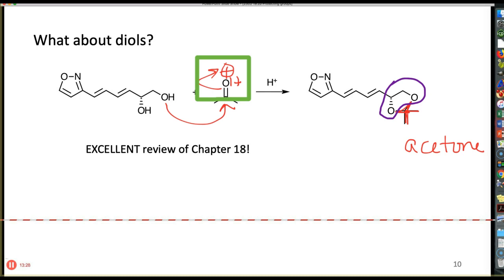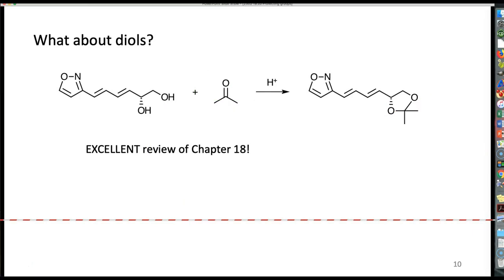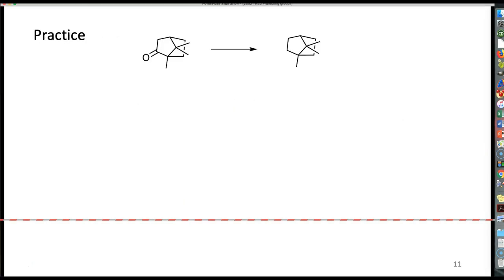So if I need to do some chemistry now with the rest of the molecule that would subject it to base, I'm set. Question again, how do I go from the acetal back to my diol? All of this is a great review for Chapter 18. All right, so quick practice questions for you.